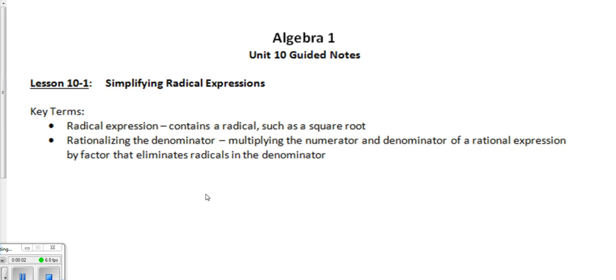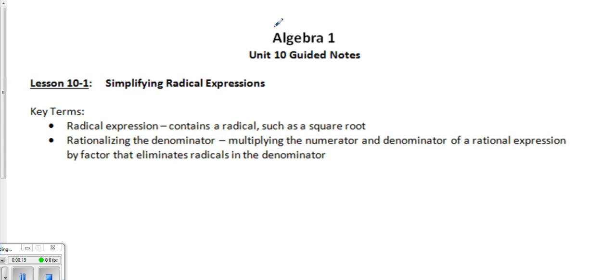All right, now we're on to Unit 10, which is all about radicals and triangles. And Lesson 10.1 is all about simplifying radical expressions. Now, first off, what is a radical expression? It's just any expression that would contain a radical, like a square root or a cubic root.